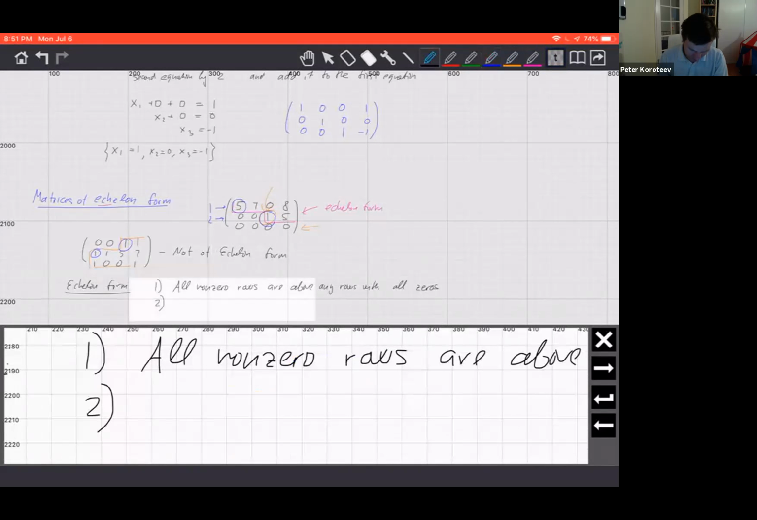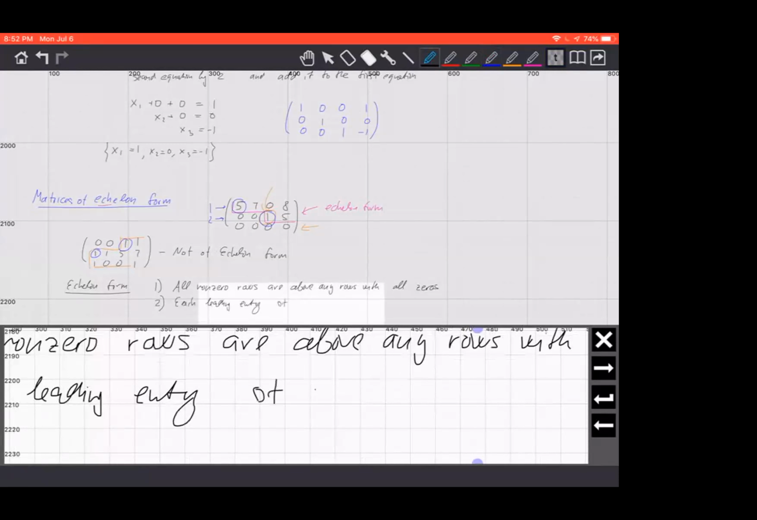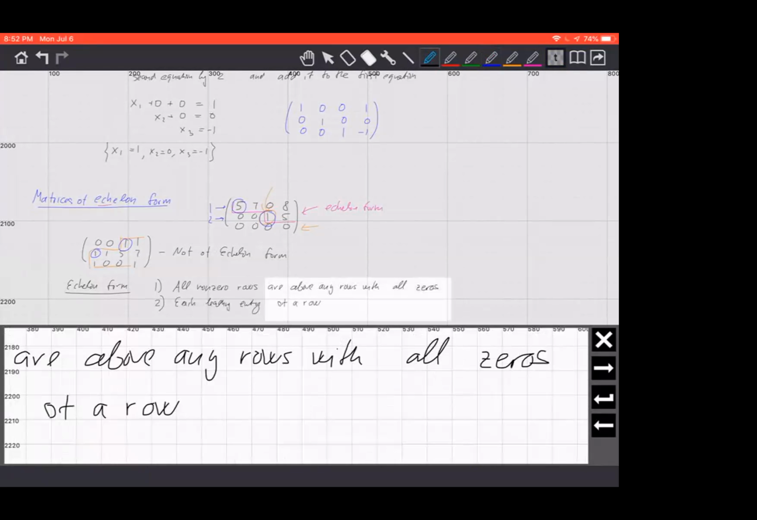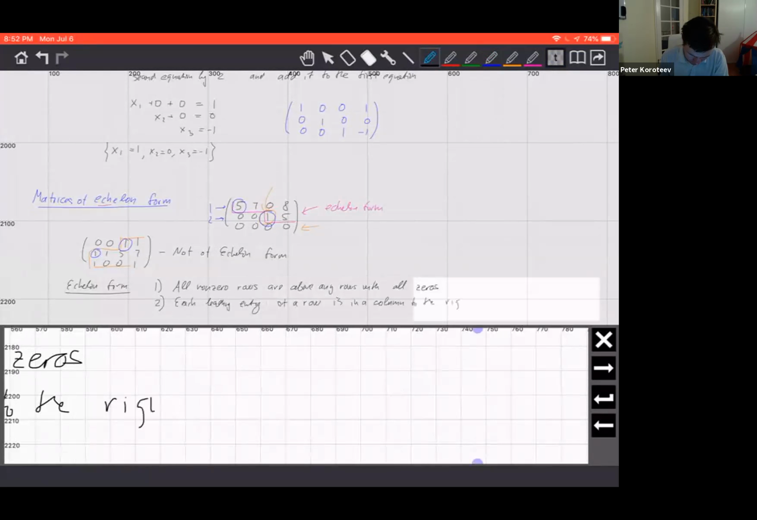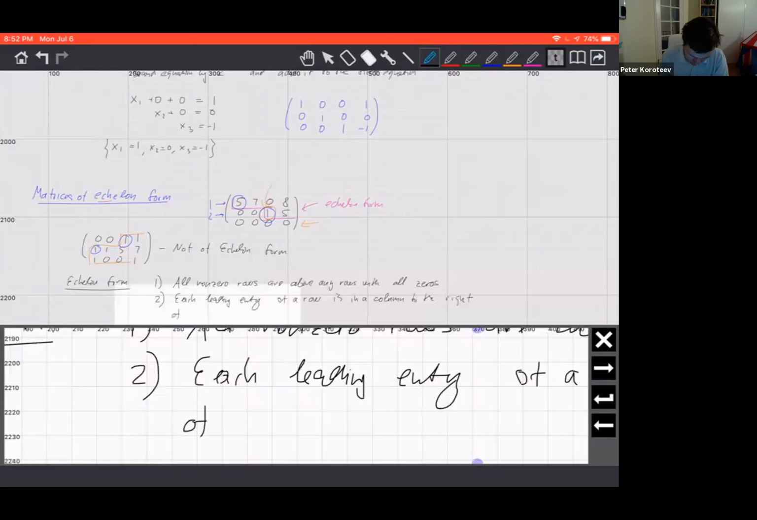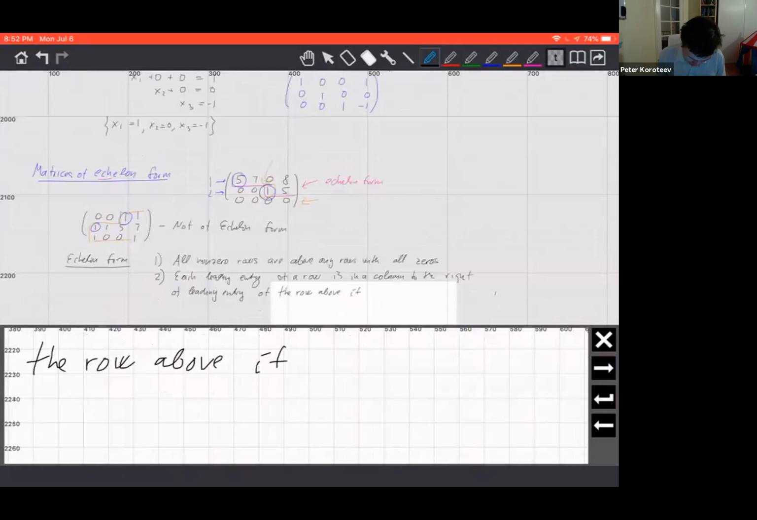So each leading entry of a row is in a column to the right of the leading entry of the row above it. Okay, that's rule number 2.